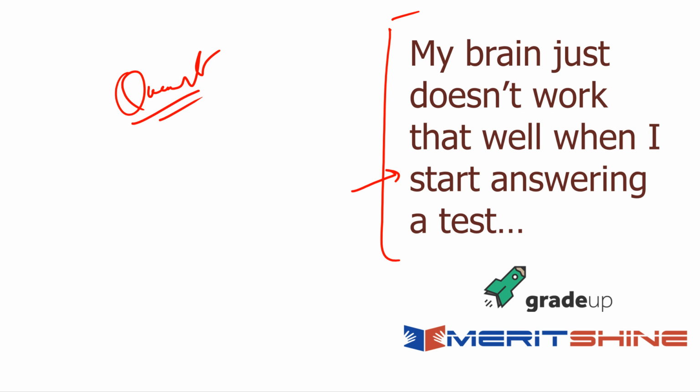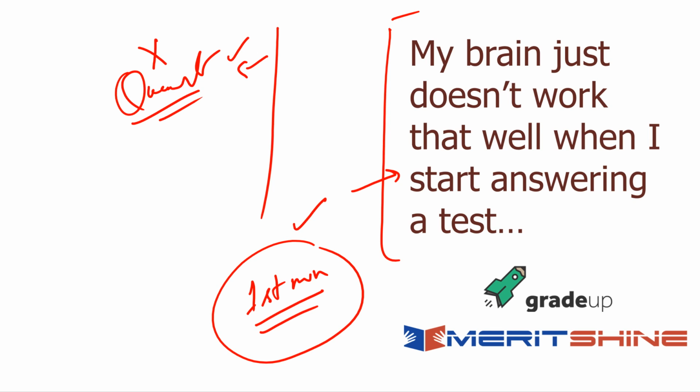Again, this is a very similar answer to this one. People wrote to me saying that my brain just doesn't work that well when I start answering a test. Let's say, I think I'm good at quant. If you give me a choice between a quant and an English, I would always choose quant, because I think I'm reasonably sure of getting the questions with 100% accuracy. But if I have to start a test, I would not start with quant. The reason is simple. I'm rusty. I'm just not prepared. So in the first minute probably I would not want to do a quant, because my brain is not working that well.